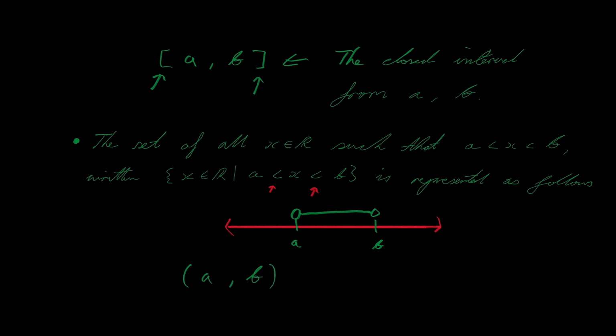Okay, so that's the interval notation, right? And this here is the open interval from A to B. Okay, so the openness of the interval is indicated by these curved brackets here.